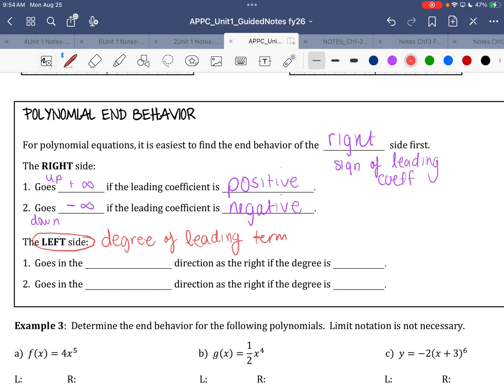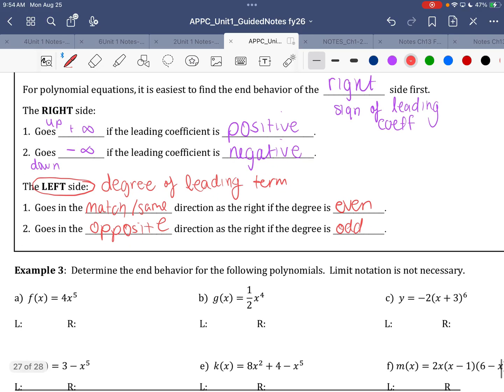So the left side, if the degree is even, will the left side match or go opposite? Match, or be the same. And then if the degree is odd, the left side goes opposite. So let's look at example 3. Determine the end behavior. Limit notation is not necessary.